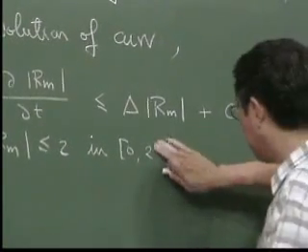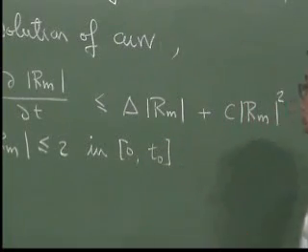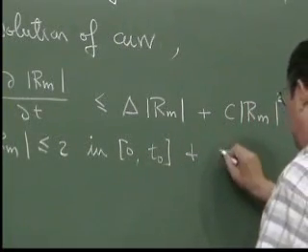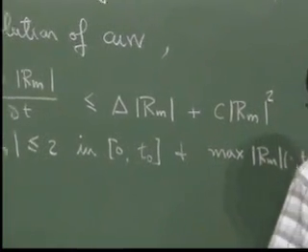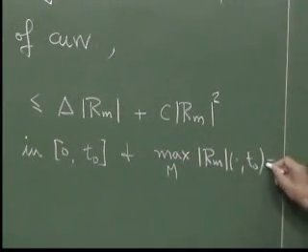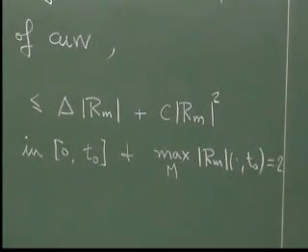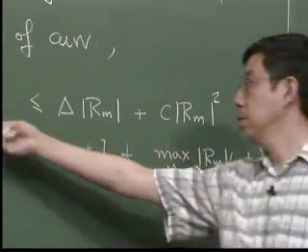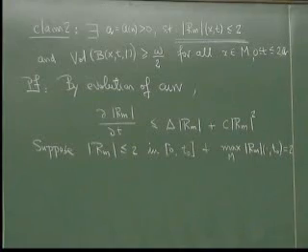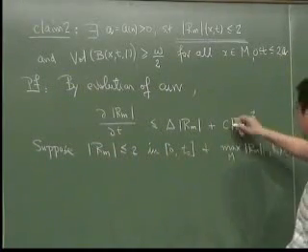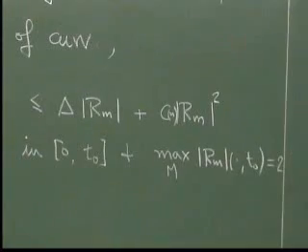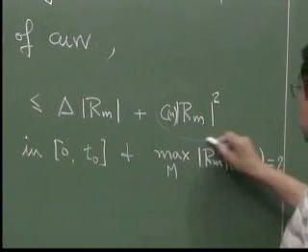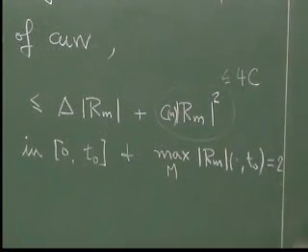So maybe I put it this way: let T0 be the first time, okay, and also the max of |Rm| at T0 is 2. Okay. So then you can apply this. Here there is some constant depending only on dimension, because it depends on how many terms come out from the computation of curvature. So this whole thing is just, let's say, less than or equal to 4c.